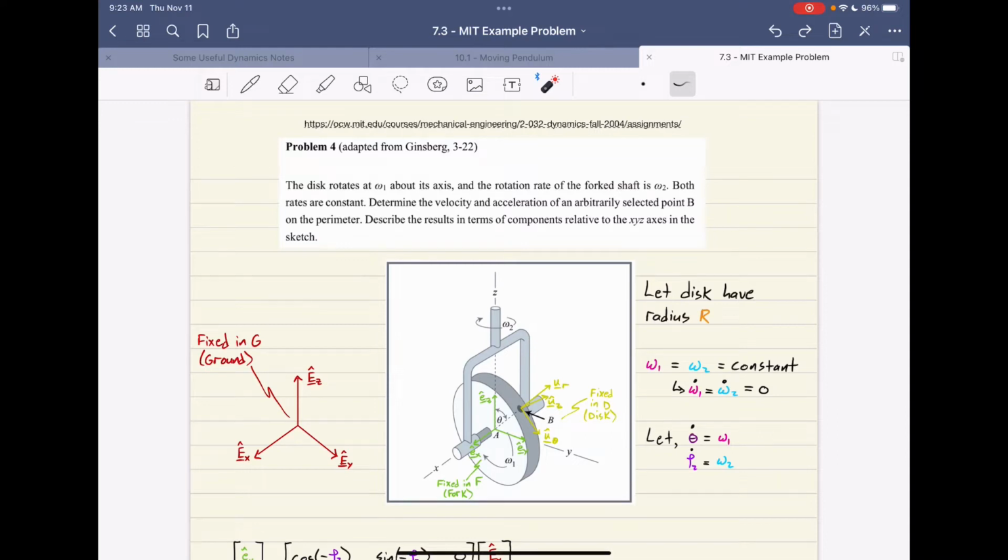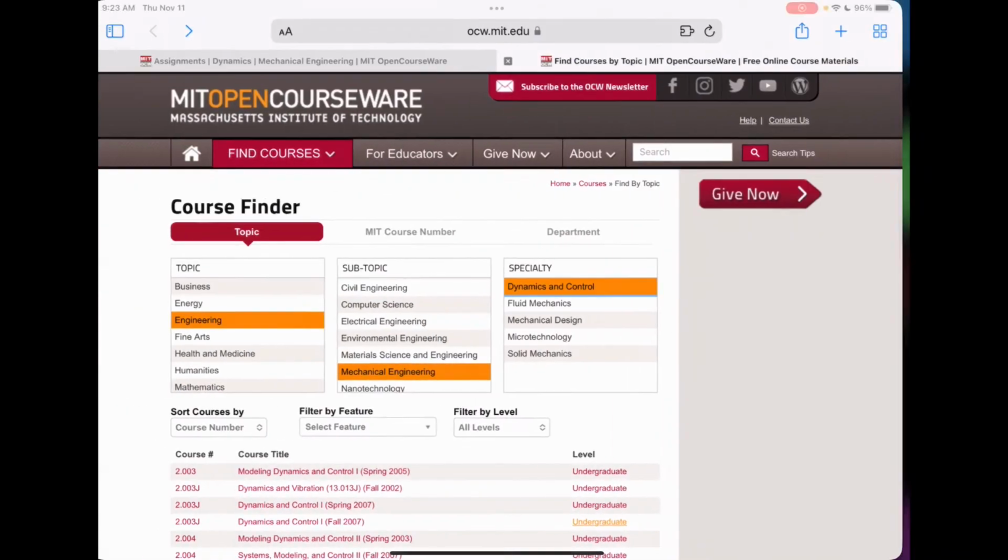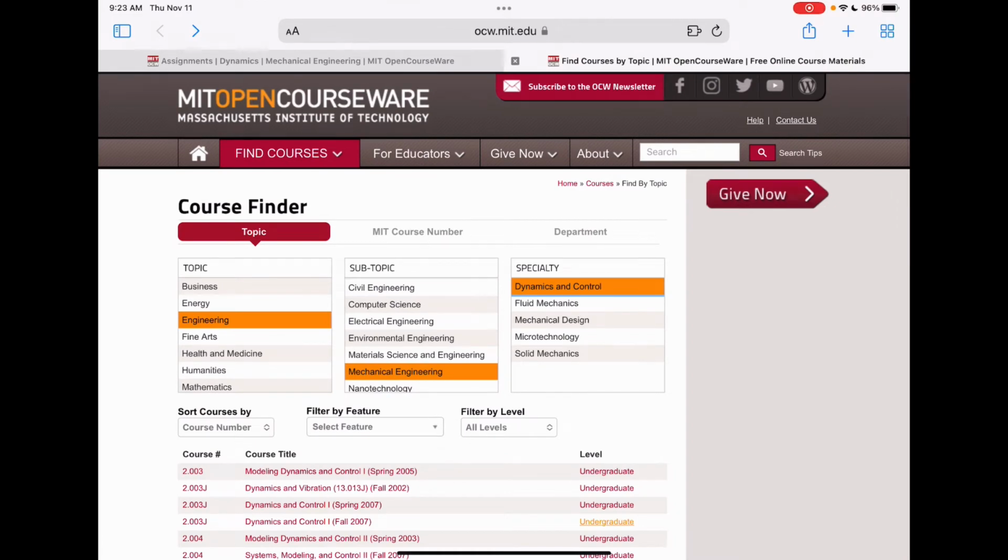Okay, let's do another kinematics problem. So I grabbed this one from the MIT OpenCourseWare website, and I'm just going to show you how to get there so that you can find example problems to work on your own.